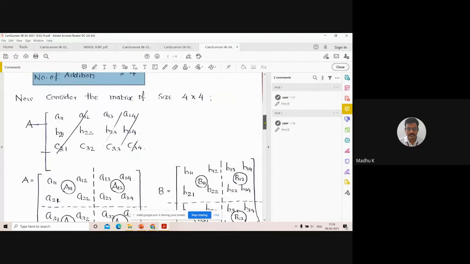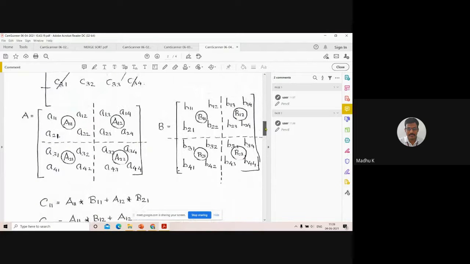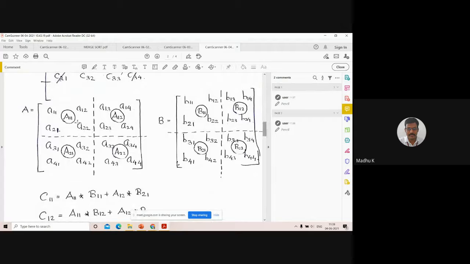What does the divide and conquer approach mean? Here, suppose the matrix order is 4 by 4. Then what will we do? This is a 4 by 4 matrix, and this is also a 4 by 4 matrix. There are two 4 by 4 matrices.